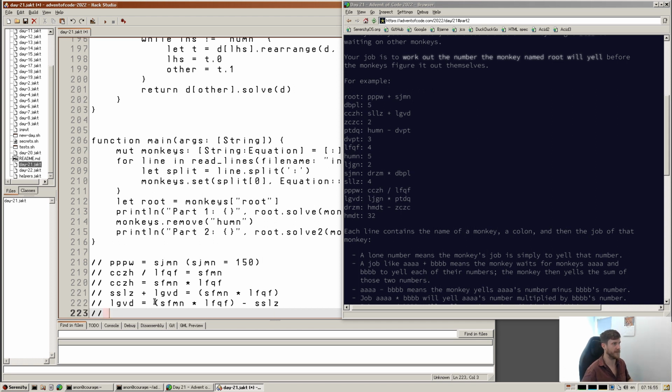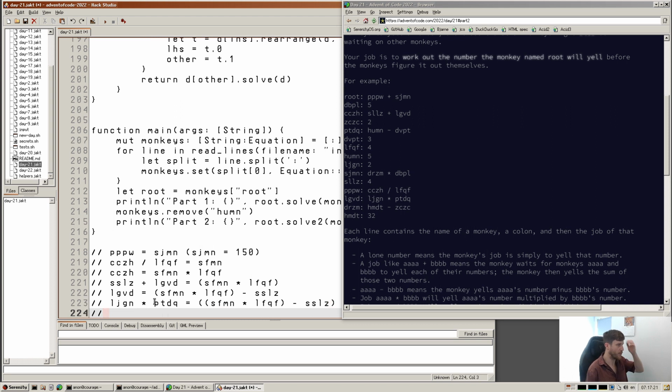And then this LV1, LGVD, that is LJGN times PTDQ, and that equals SSMN times LFQF minus SSLZ. And to have one of these which is unknown, which is that one, so we kind of want to divide both sides by this, and it will kind of get right.